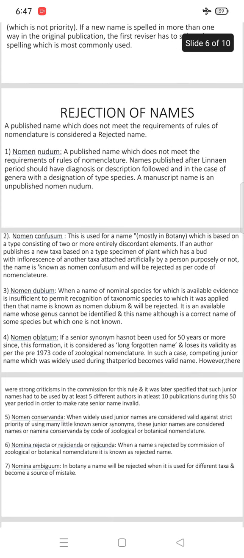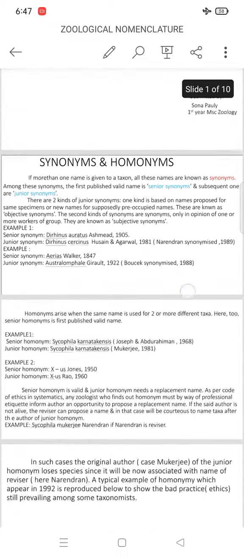Then the third topic is the rejection of names. What is meant by rejection of name is a published name which does not meet any requirement of the rules of nomenclature, and that is called a rejected name. And there are 7 types of rejected names we studied, and these are all the topics.